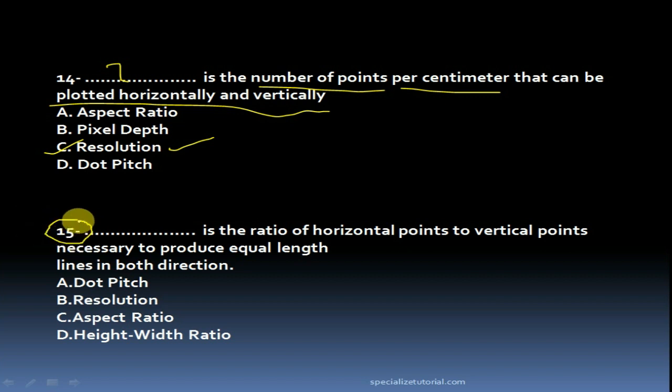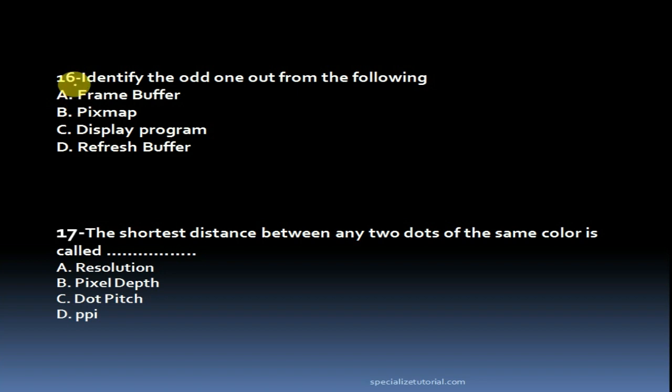Now take the next question, question number 15. What is the ratio of horizontal points to vertical points necessary to produce equal length lines in both directions? The options are dot pitch, resolution, aspect ratio and height width ratio. It is the aspect ratio. C is the right answer. Now move on to the next question.